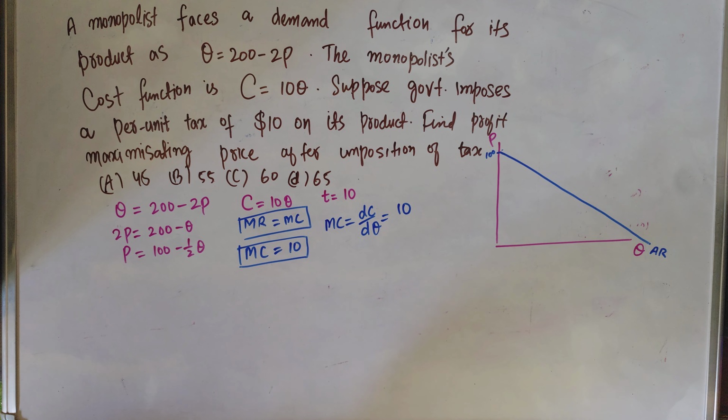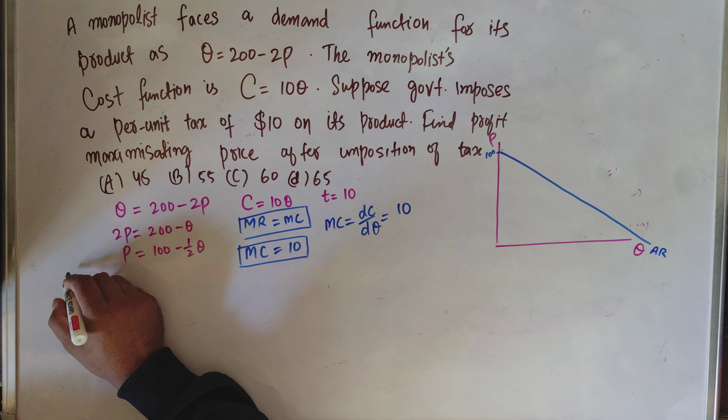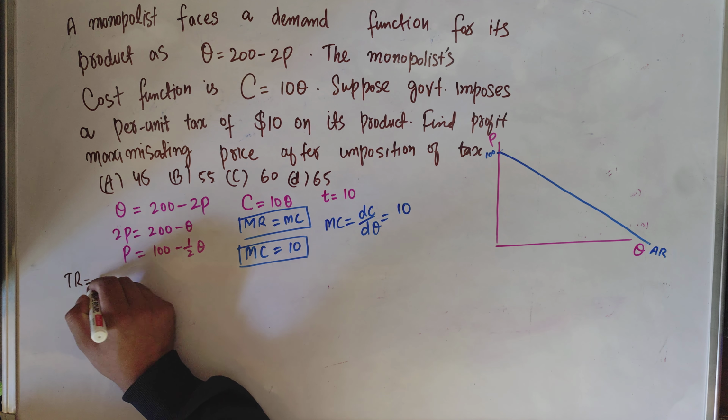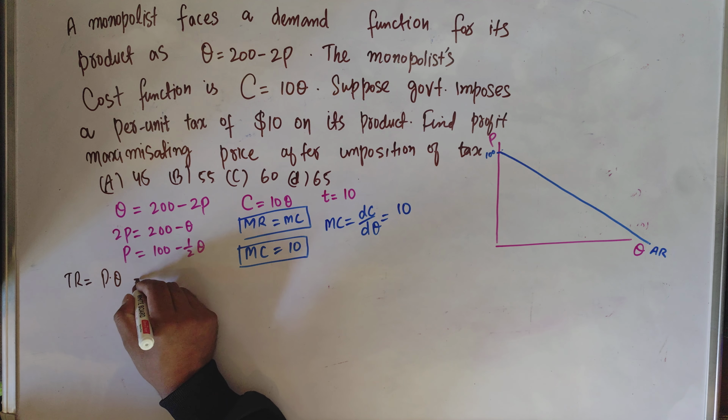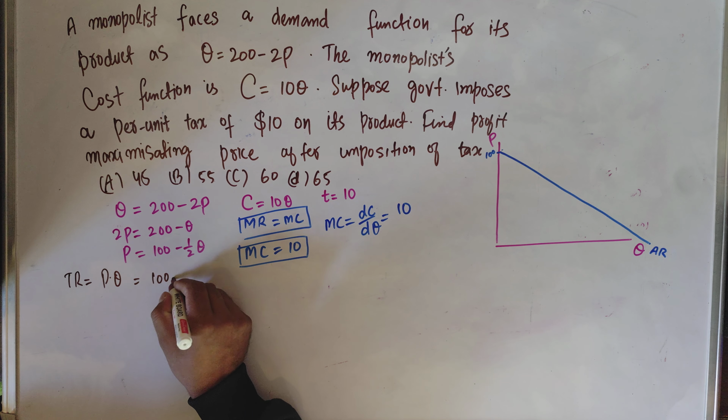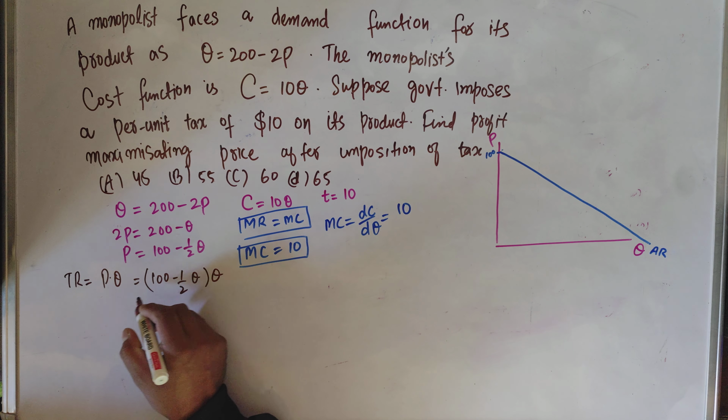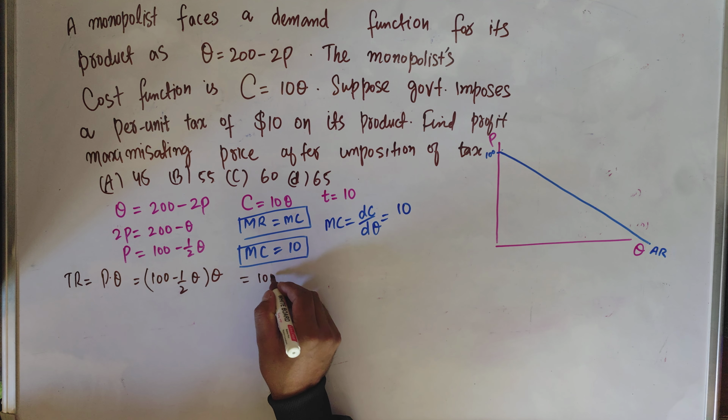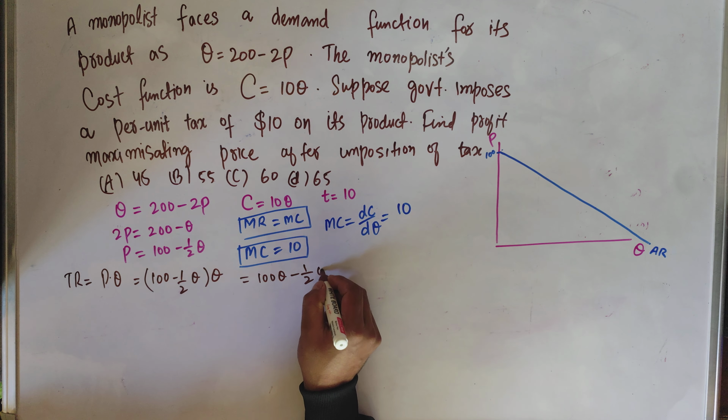So initially, what will be the profit maximizing price and output before the imposition of tax? We equate marginal revenue with the marginal cost. So let's find out the marginal revenue. To find the marginal revenue, we need to find the total revenue, which is equal to price times output. P is this very function, 100 - (1/2)Q. To this we multiply by Q. So this becomes 100Q - (1/2)Q squared.